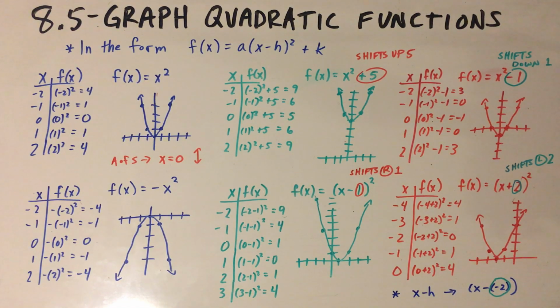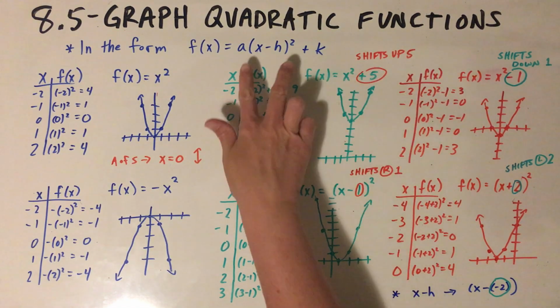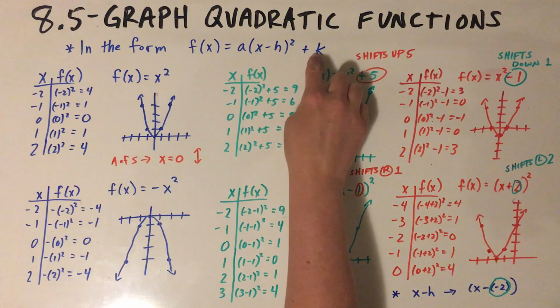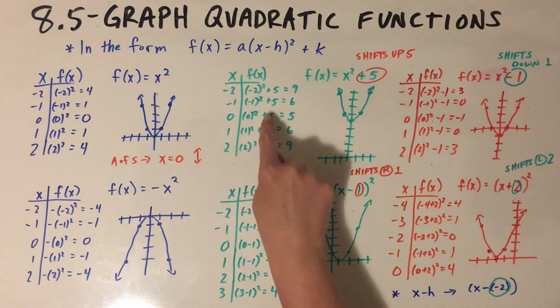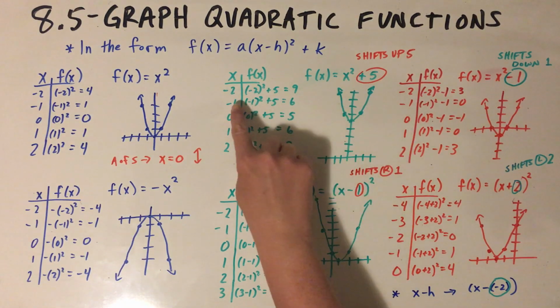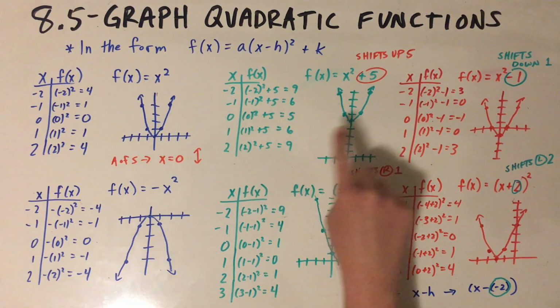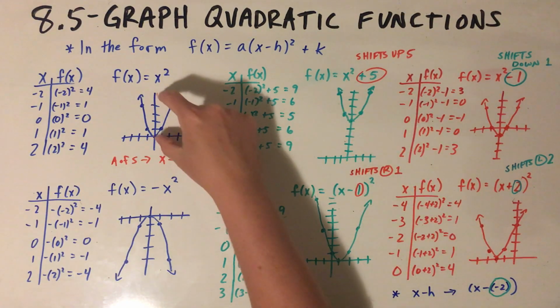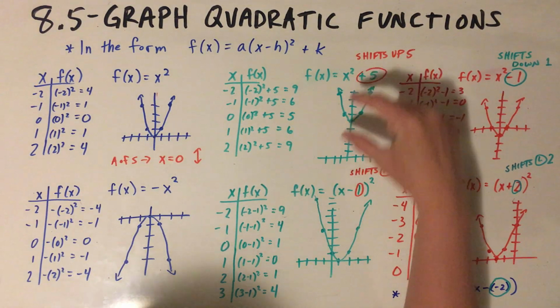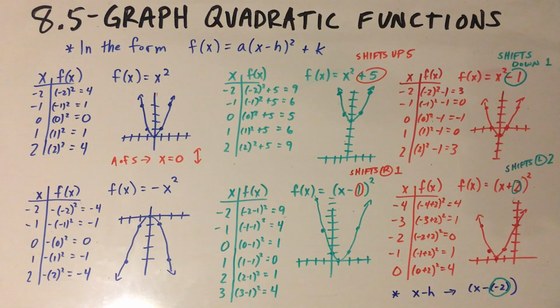Okay, and then if you add 5 on the outside, not inside of the squared, but on the outside, this is the value k. If you add 5 to each one of these, I plugged in the values again, and you can visually see that the graph is exactly the same, but it just scoots up 5. So a positive k is going to shift the graph up by k units.